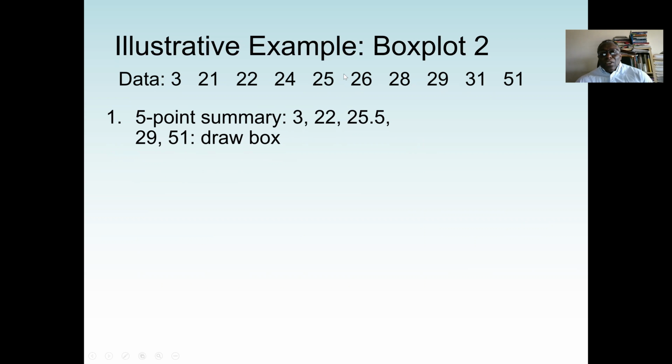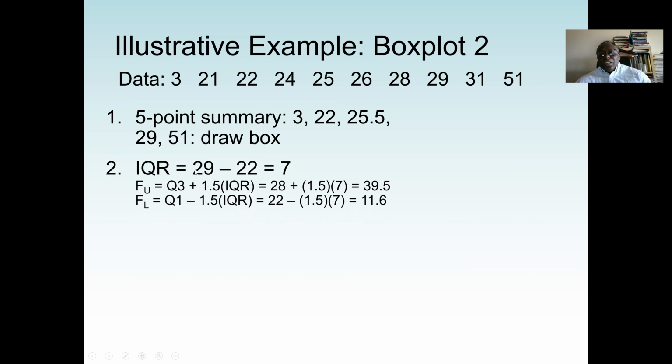Then I'll take the lower 5 values. The middle is 21, so Q1 is 21. For the upper 5 values, the middle is 29, so Q3 is 29. The maximum value is 51 from the data set. The minimum value is 3. So we get our 5-point summary: the minimum, the maximum, Q1, Q2, and Q3. Then next we find the IQR. This is to check if there are any outlier data within our values.